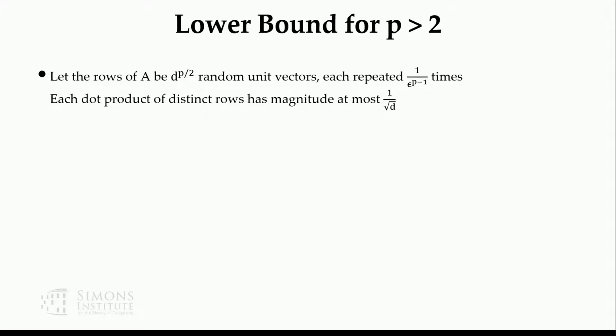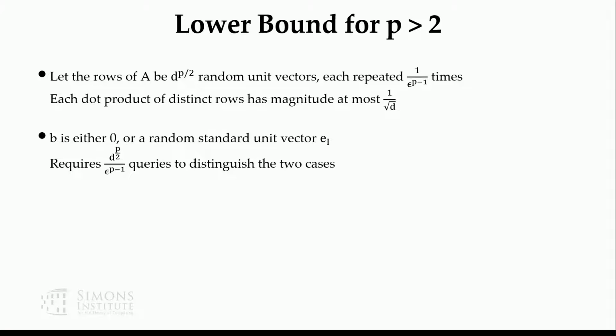What is the B vector, the label vector? In one case, it's 0. And in the other case, it's a random standard unit vector, e_i. So it's 1 in one coordinate, 0 everywhere else. If you want to figure out which of the two cases you're in, you basically have to read all of B. B has the same size as A: d to the p over 2 over epsilon to the p minus 1.